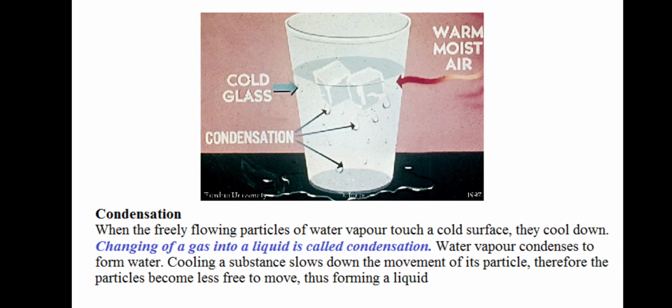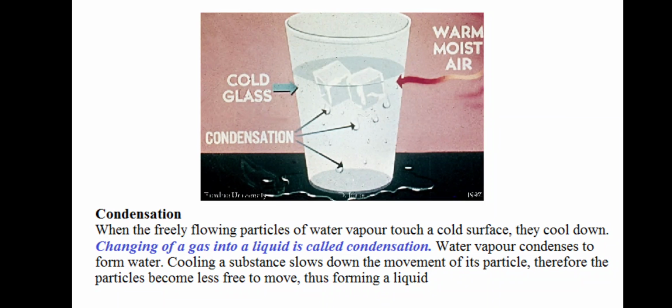condensation. What is condensation? Basically, the air around the glass or the tumbler is becoming cold. It is cooling. So when it cools down, air becomes water. So when the freely flowing particles of water vapor touch a cold surface, these water vapors which are in the air, when they touch a cold surface, they cool down and become water. So change of a gas into a liquid is called condensation. Water vapor condenses to form water.